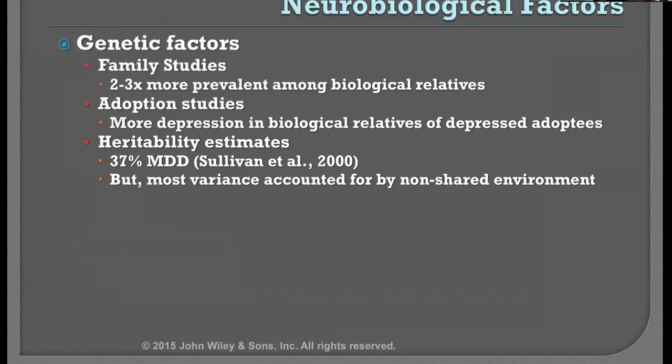That's not terribly high. The rest is accounted for by non-shared environment, things that are unique to a sibling or a twin. Guys, remember, this does not mean that you personally have a 37% chance of developing MDD. Heritability estimates, twin models, those are population-based estimates, so just be careful with that.